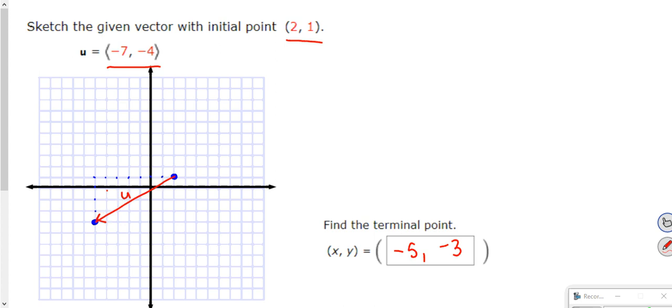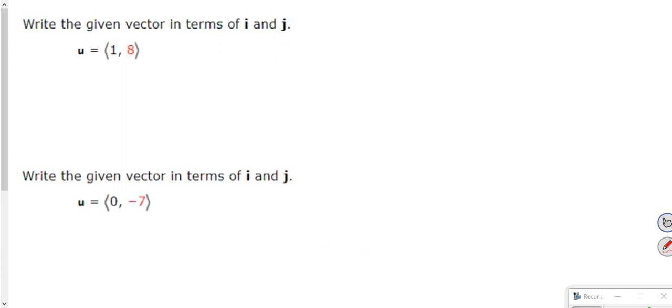Easy enough. Okay, now write the given vector in terms of i and j. Okay, so we have component form. That's what we've been doing inside those little pointy brackets, if you will. Now, in terms of i and j is almost like x and y, if you will, but i is your horizontal, j is your vertical, okay? So i is the horizontal, j is the vertical.